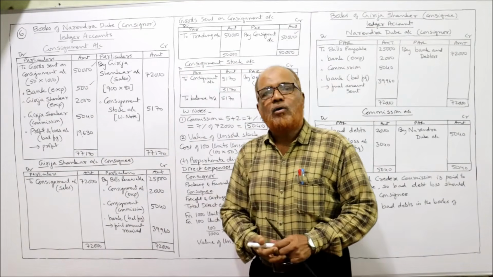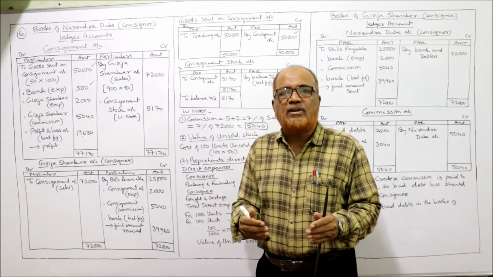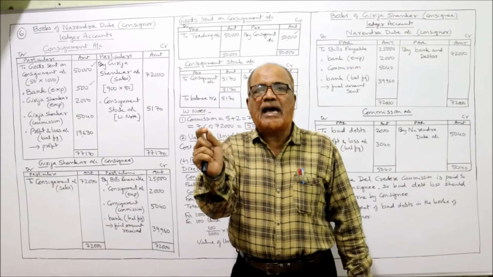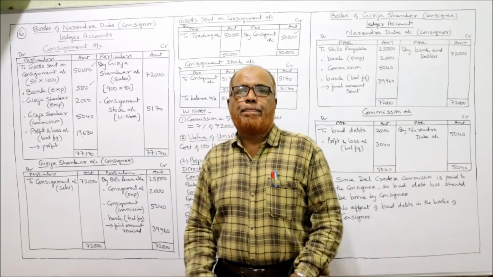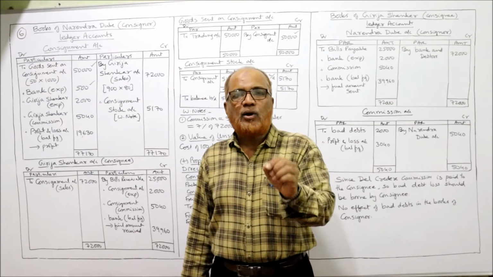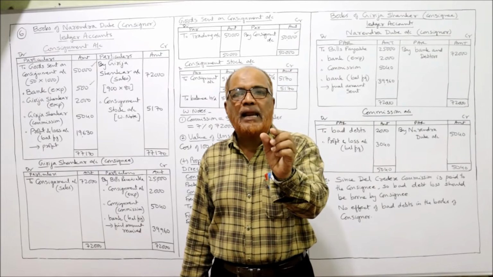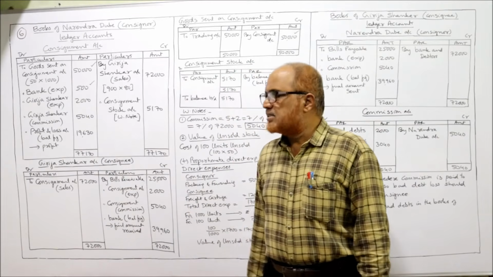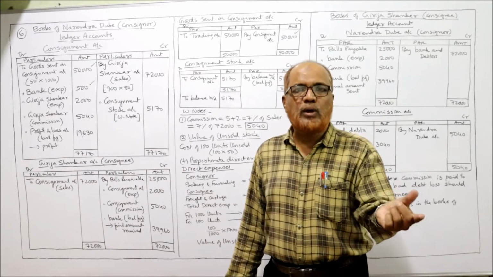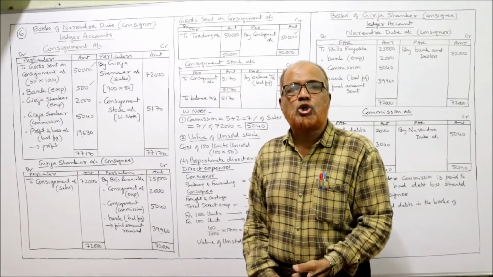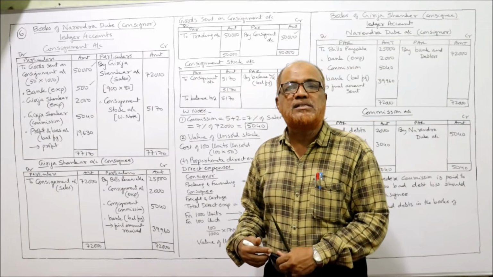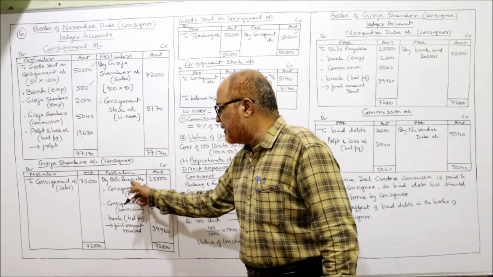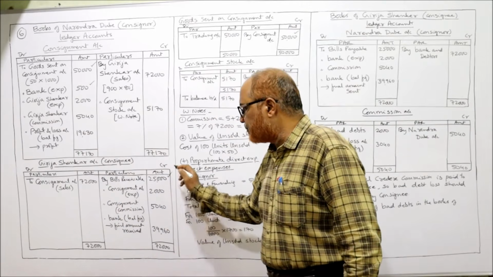That's all. Now Girija Shankar has received the goods and immediately accepted a bill. The entry will be bills receivable account debited to Girija Shankar. So Girija Shankar should be credited by bills receivable. So here by bills receivable 25,000.